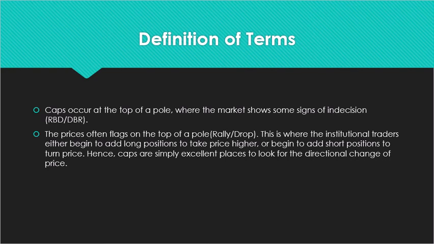The price often flags on the top of a pole. This is where the institutional traders either begin to add long positions to take price higher, or begin to add short positions to turn price. Hence, caps are simply excellent places to look for a directional change of price. You need to look for these caps. They help you to see where the institutional traders may be able to turn price. You need to look at those things as you will be trading.